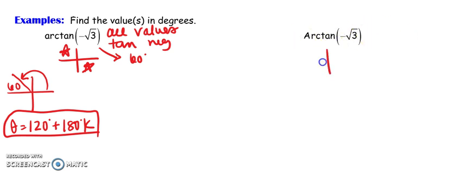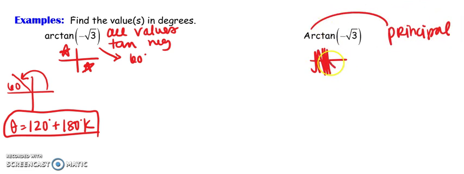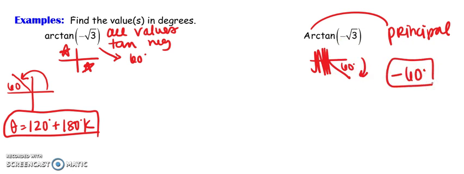This one here, so we know for sure we're limited on this because this means principal value. So if this is principal value, we know we can only be here, and this is 60 degrees, so this would be negative 60 degrees. And that's it for that one, right? So be really careful with that.